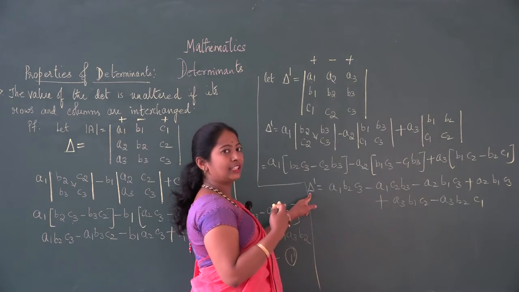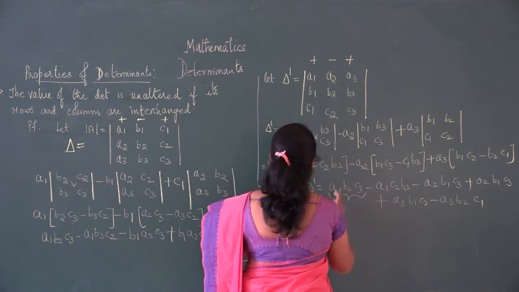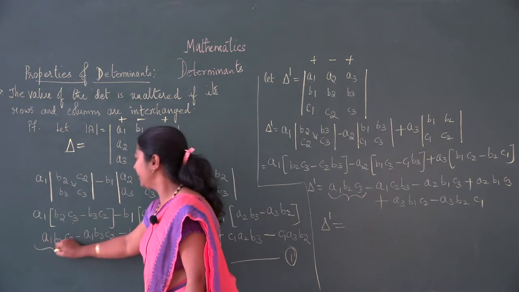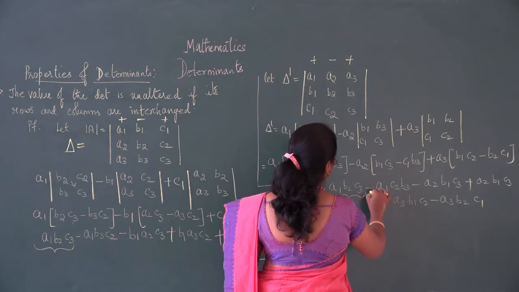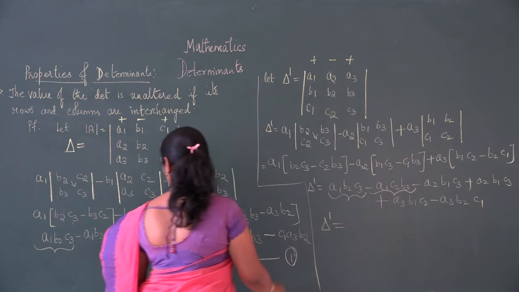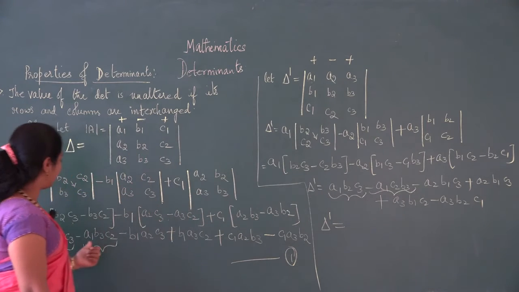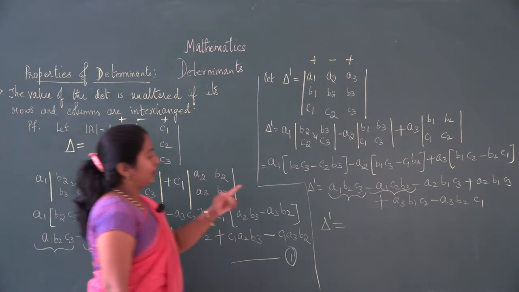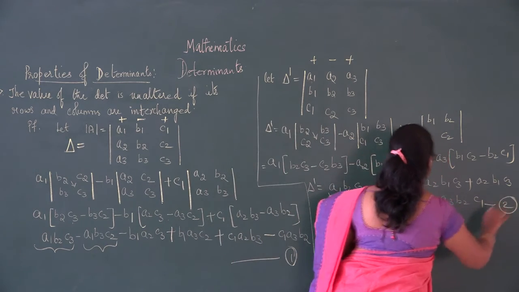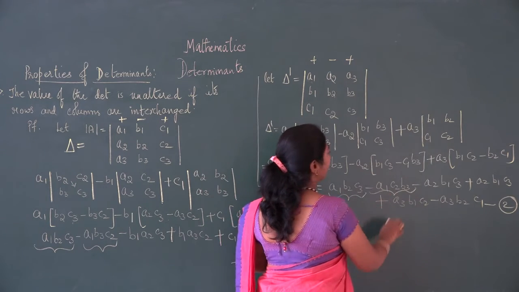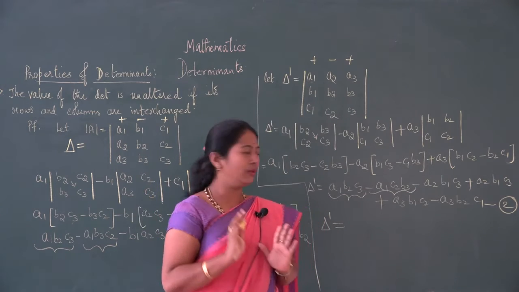What is on the left hand side that we have considered? Delta dash is equal to A1 B2 C3, which is positive. What is A1 B2 C3 in the first equation? It is positive. Similarly, A1 B3 C2 in the first equation is negative, so A1 B3 C2 is also negative. Call this equation number 2. Similarly, when you cross check all the elements, it is the same as equation number 1.